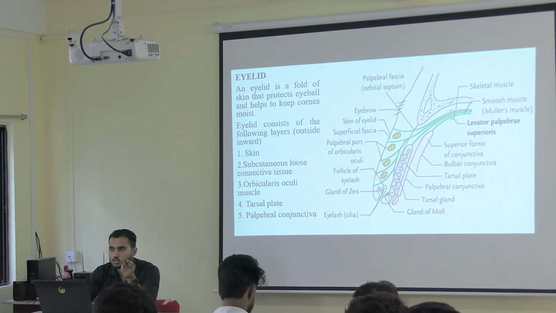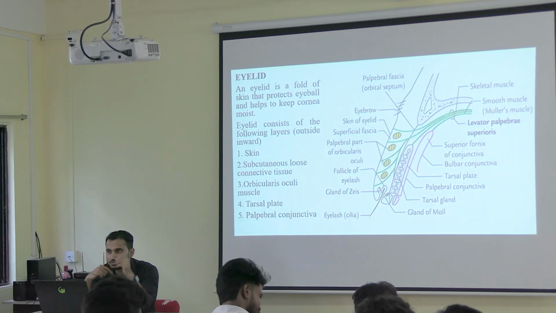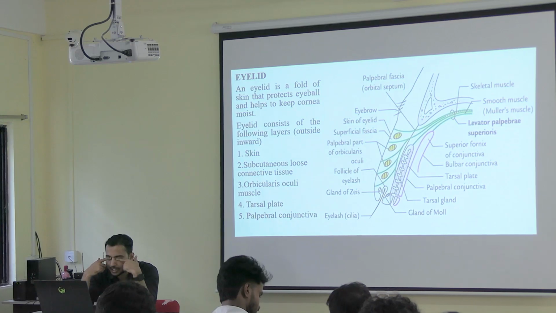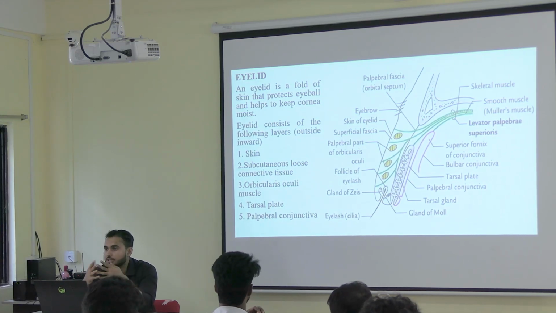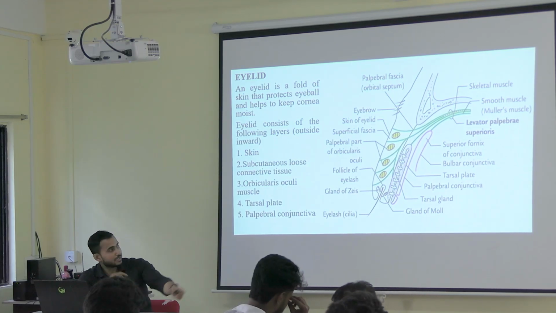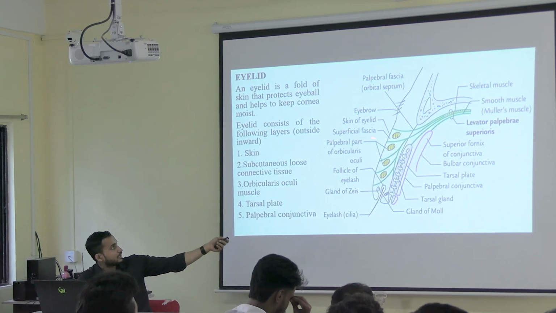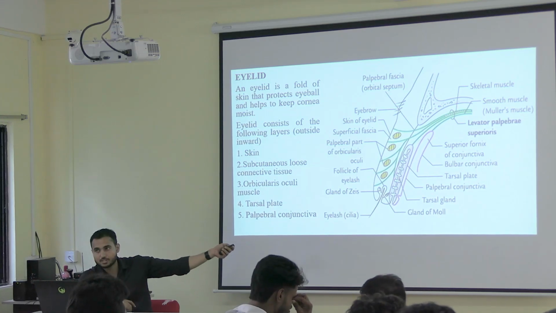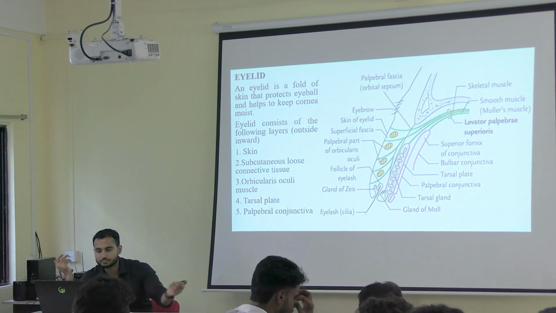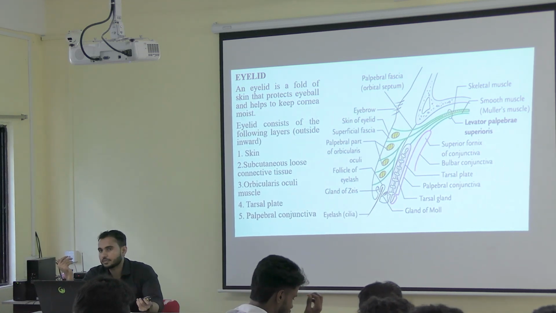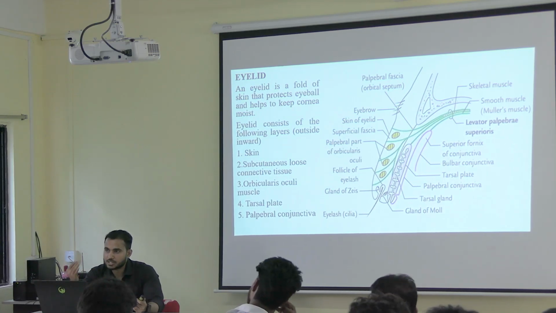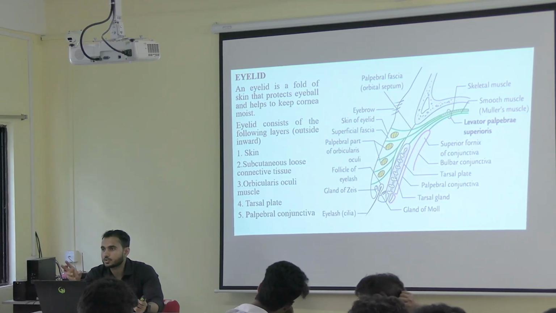Very simple. So what is visible in the outermost layer? Skin. When you close your eye, what do you see on the eyelid? Skin. So the first layer will be the skin, as you can see in the diagram. Next, you can see the superficial fascia. Superficial fascia lies below the skin, as you already know. It is made up of subcutaneous loose connective tissue. Deep to that, a muscle is present that is called orbicularis oculi.